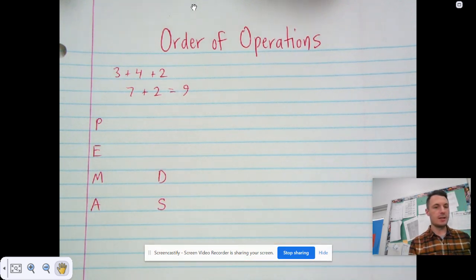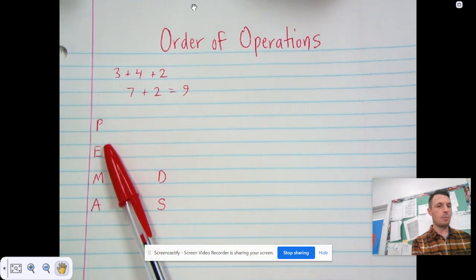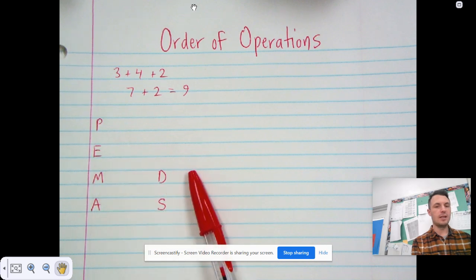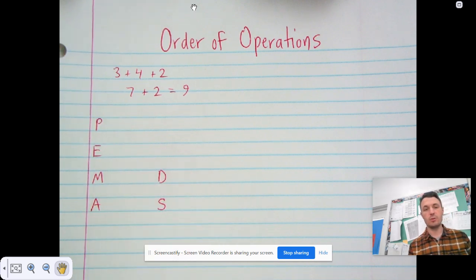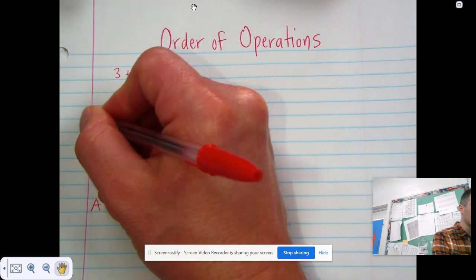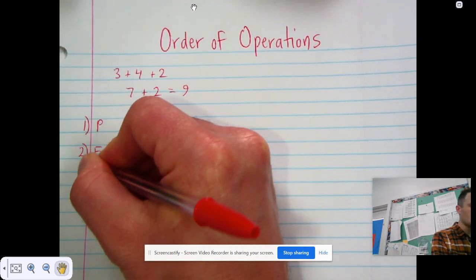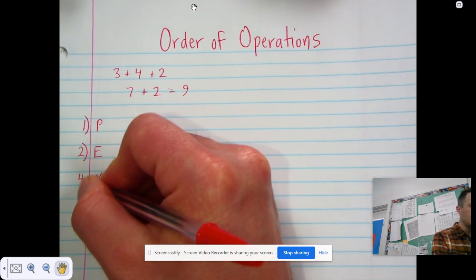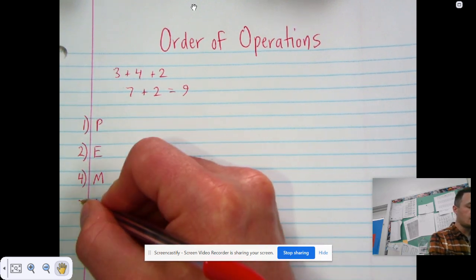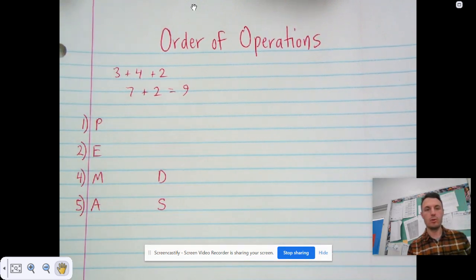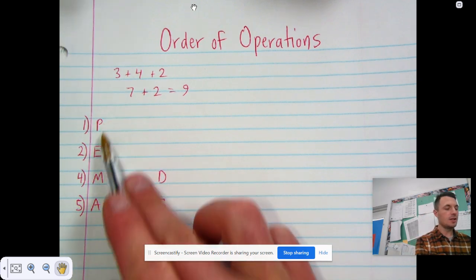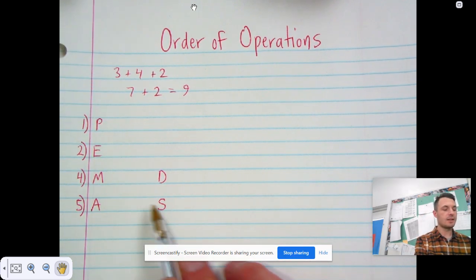Now, notice that I put these on top of each other, but then I put the M and the D next to each other and the A and the S next to each other. That's because the P is its own step, the E is its own step, the M and the D are their own steps, and the A and the S are their own steps, okay? Please excuse my dear Aunt Sally.